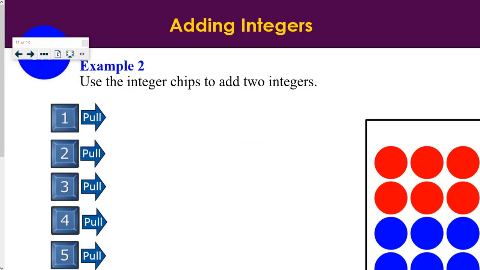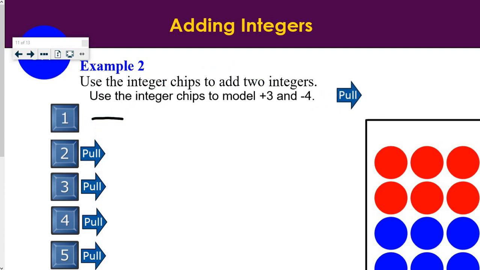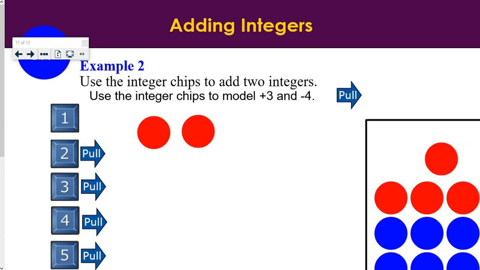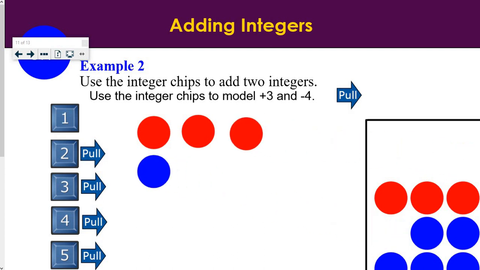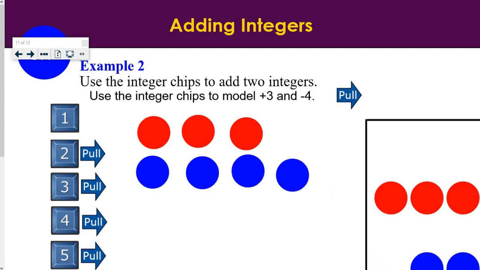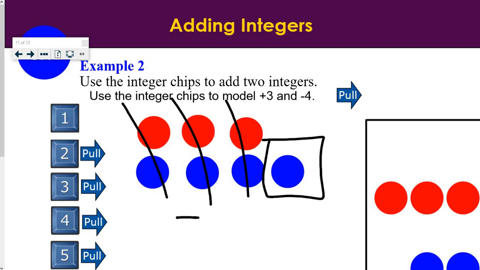So example 2, using your chips, add this. We're going to add +3 and -4. So there's 3 red chips, and then there's 4 blue chips. We move them out. There's the 4, and then when we make zero pairs, that's a zero pair, that's a zero pair, that's a zero pair, we're left with one negative. So the answer is -1.